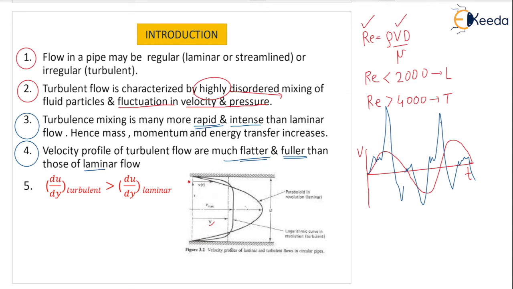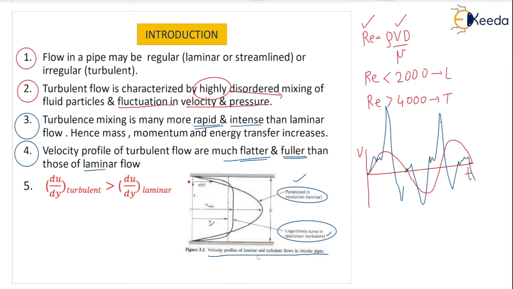So you can see this is paraboloid in revolution for laminar flow. Look at the figure below. Paraboloid in revolution for laminar flow. This is the velocity profile which is parabolic in nature for laminar flow. But for turbulent flow, it is written as logarithmic curve in revolution for turbulent. What is written in figure 3.2 at the last line? Velocity profile of laminar and turbulent flow in circular pipe.